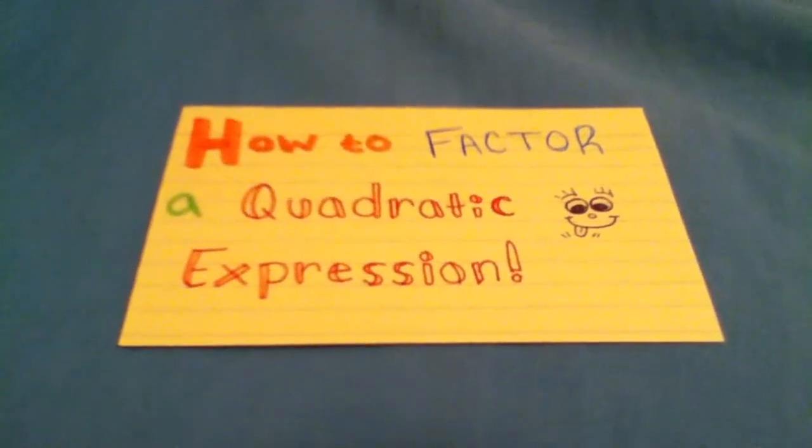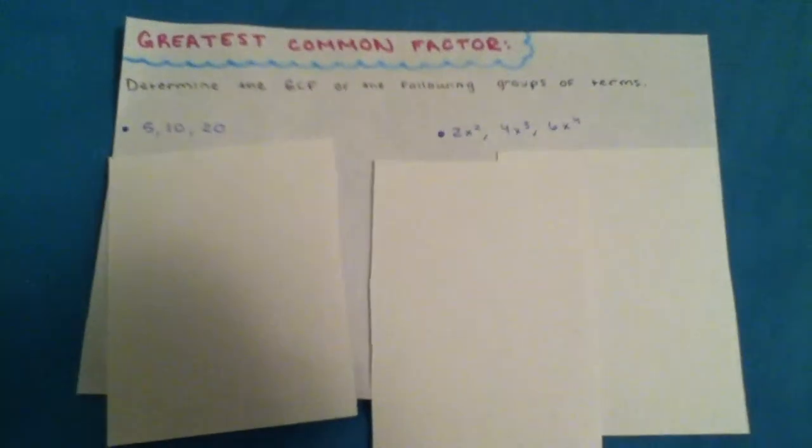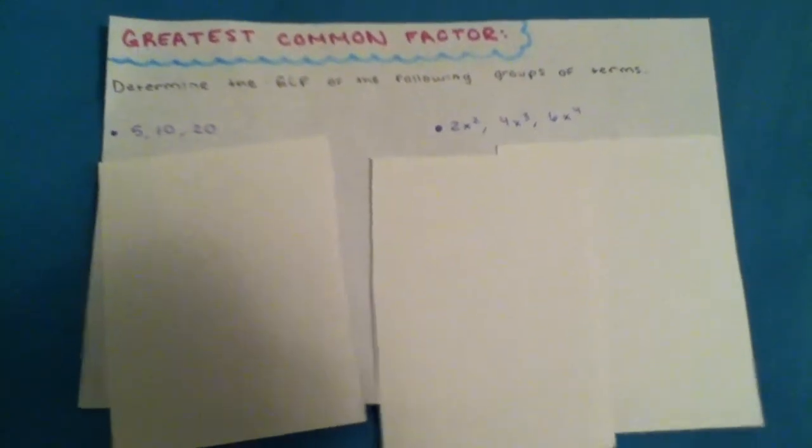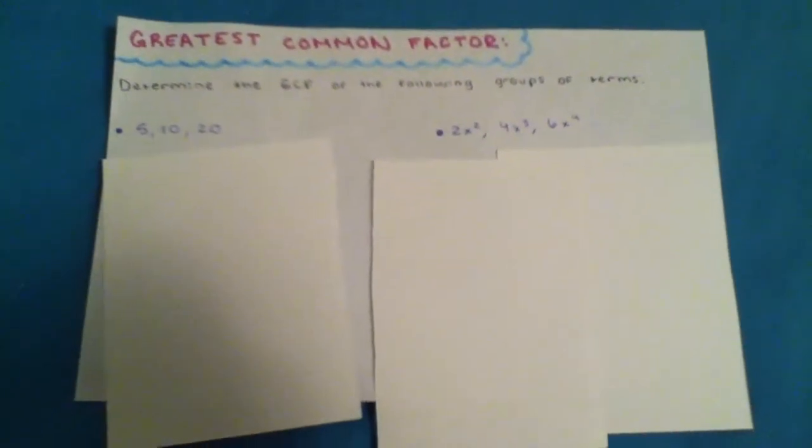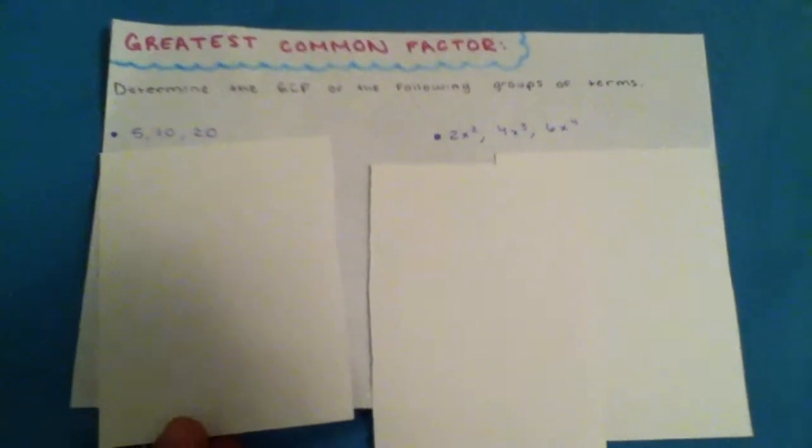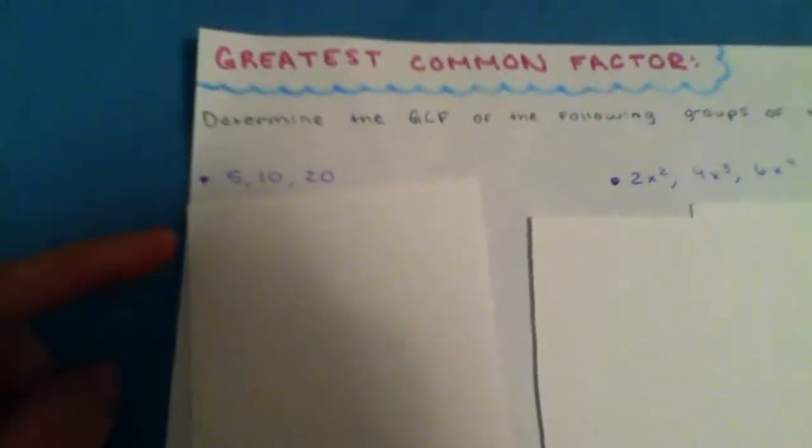How to factor a quadratic expression. Our first two expressions involve greatest common factors. What we want to do is determine the greatest common factor of the following groups of terms. Our first group of terms is 5, 10, and 20.